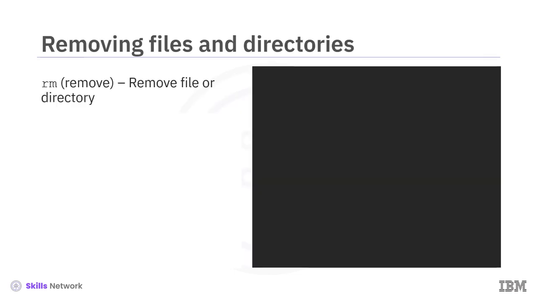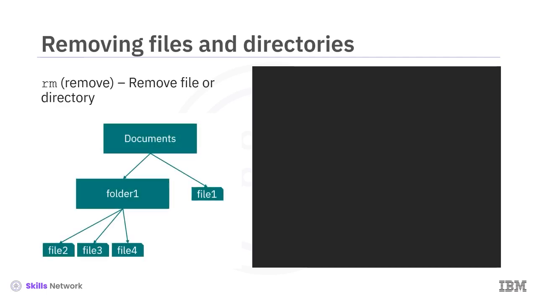The rm command allows you to remove a file or directory. Suppose you have a file structure as shown on the left, and let's say you're in the Documents folder and you wish to remove File 1. You can do this by simply typing rm file1. Now you can see only folder 1 is left.